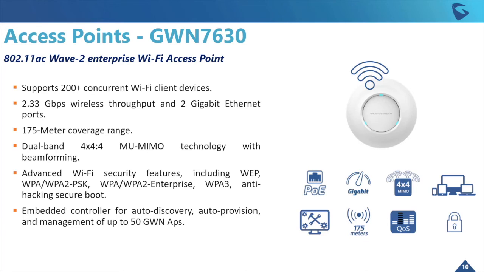And to ensure easy installation and management, the GWN 7630 uses a controllerless distributed network management design in which the controller is embedded within the product's web user interface and can be used to manage and control up to 50 GWN APs. All of the models that we reviewed so far have dual gigabit network ports with support for both PoE and PoE+.